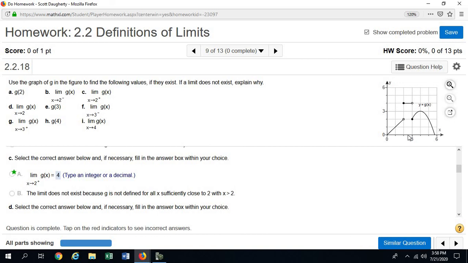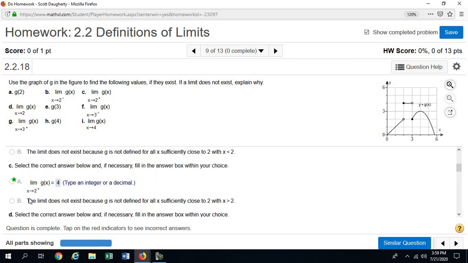And the closer that you get, like if I were to plug in 2.5, I still get a 4 out. If I get closer, like 2.1, I still get a 4 out. And so as I get closer to 2 from the positive side, the y values that I'm getting out up here are 4. And so this limit here would be 4. Okay, so that's part C.